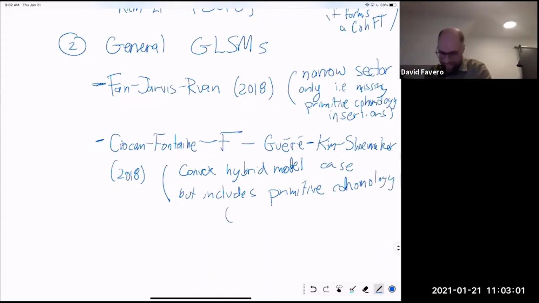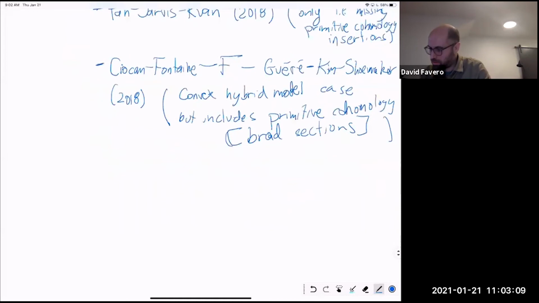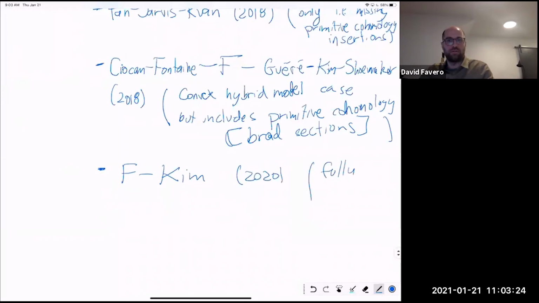And finally, the general case. It's from 2020, fully general. Fully general meaning with the assumptions I made on a GLSM, but just that you have a smooth proper, you have a proper critical locus and a smooth Deligne-Mumford stack as your GIT quotient.